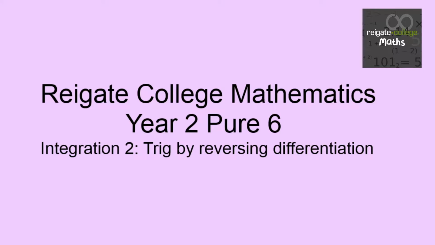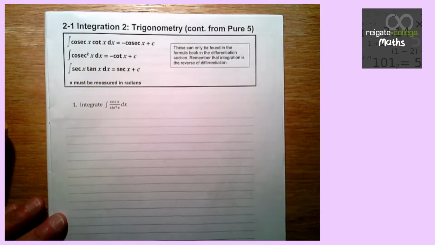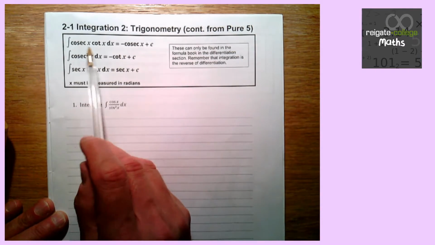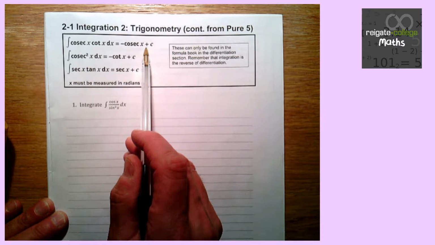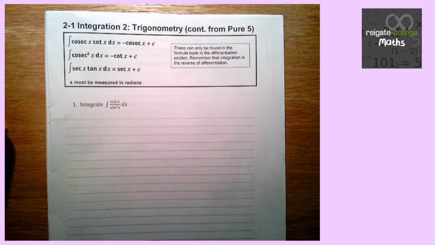So this is Reigate Maths Year 2 Pure, and we're going to look at integrating trig functions by reversing differentiation. So we've got three formulae printed in the formula book here. So if we integrate cosec x times cot x, we get minus cosec x, and then you can see the other two here. Now, those are not in the formula book directly.